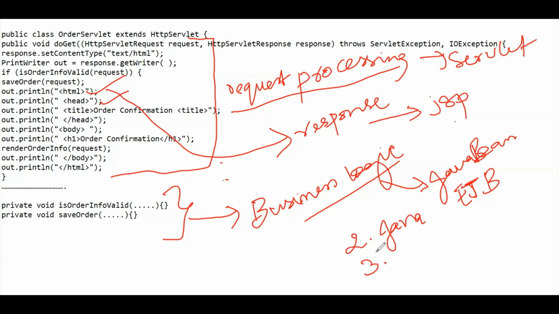And the third problem with the servlet is changing the look and feel of the application. If you want to do any modifications to the application, or if you want to add support for a new type of client, such as a WML client, which is wireless markup language client, this requires the servlet code to be updated and recompiled. So again, modifications will take you to recompile the code once again.